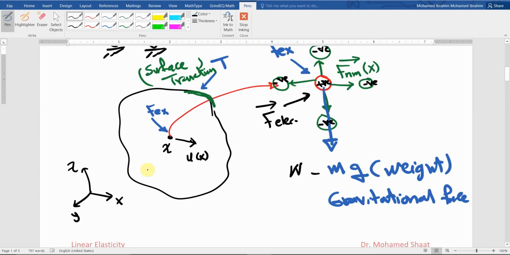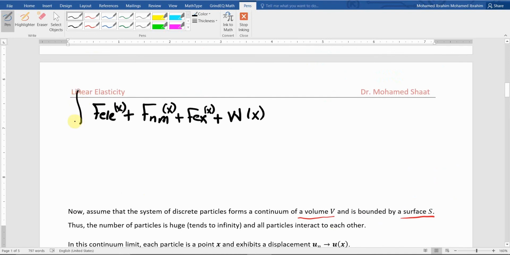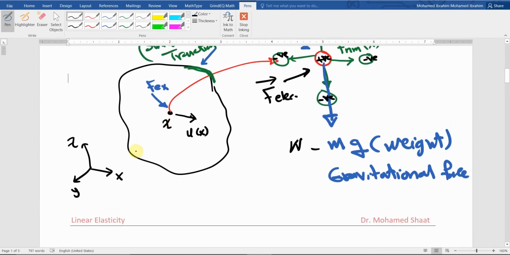So what does it mean to calculate, sum or collect all the forces that act over all the particles? We have to do integration here. So we're going to do integration over the volume of all of these force fields, all of these forces that act on just one particle that is located at X. We're going to sum over the volume. Why are we integrating? Because we cannot sum these forces. We cannot count the particles. So we have to do the integration. Make sense? So these are all the forces that act over just one particle inside here.